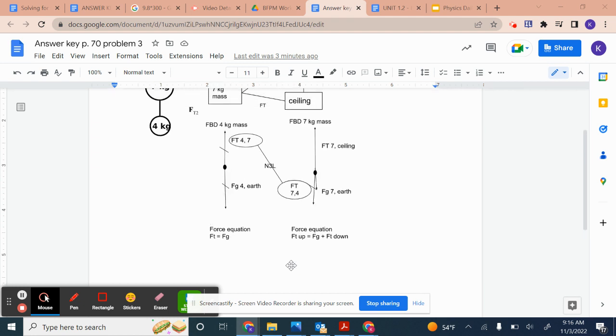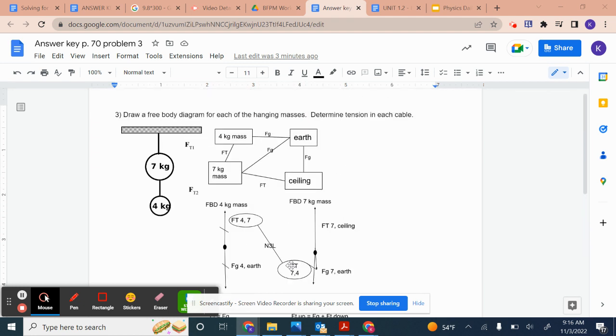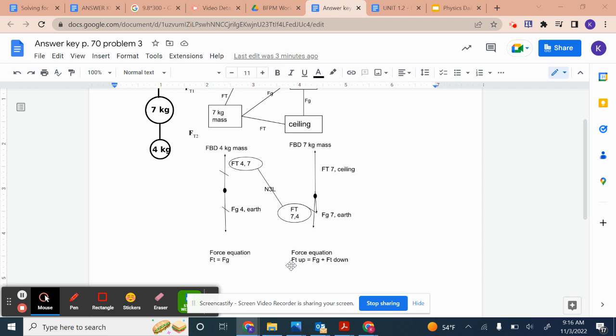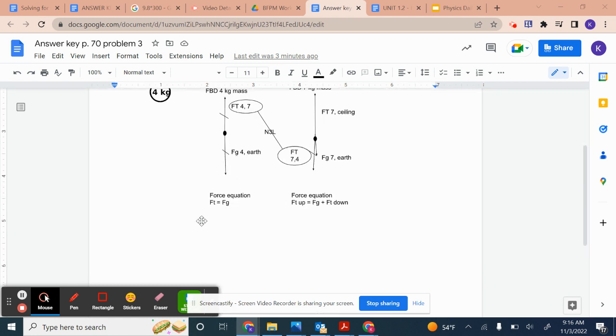So I'm modeling here that you can't really start solving the math without doing the diagrams first. Now I'm going to solve for all the forces, especially since it says determine the tension in each cable. I'm going to start off with the 4 kilogram mass, and I'm going to start off by solving for Fg.